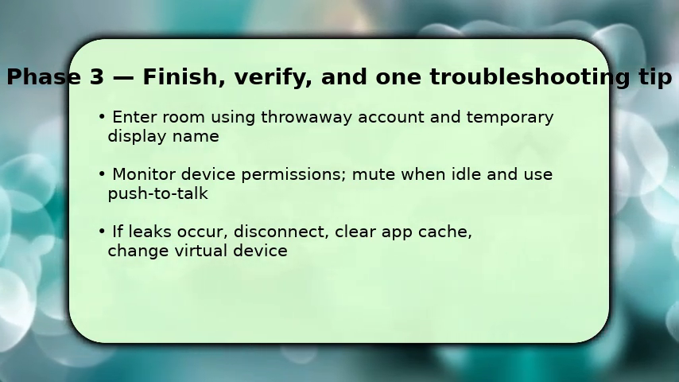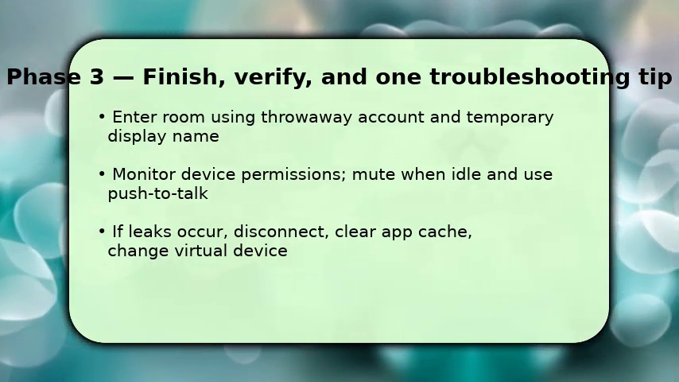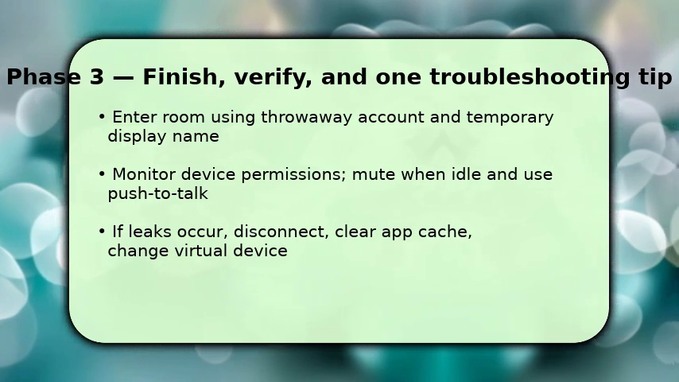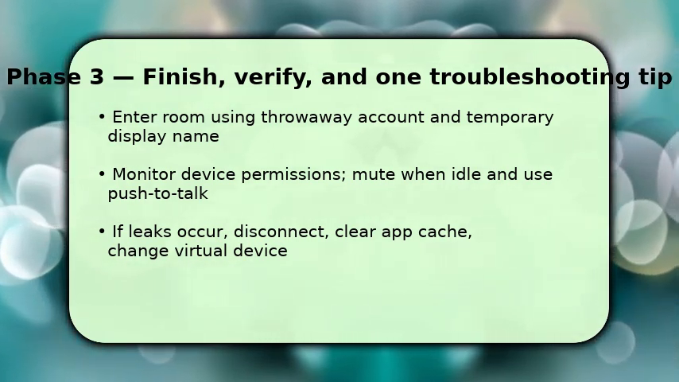If you notice leakage or poor audio, disconnect immediately, clear the app cache, restart the virtual device, and retest locally. This single troubleshooting step resolves most permission or routing failures.